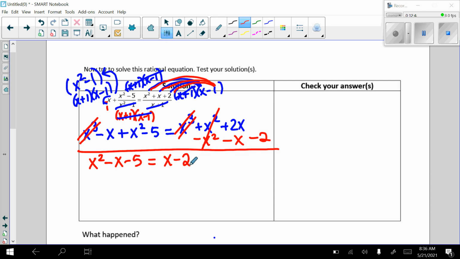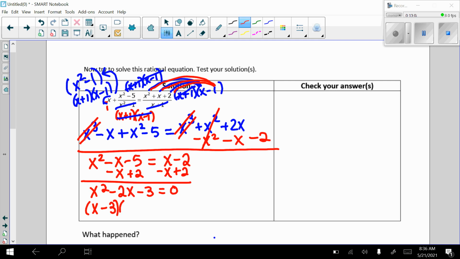As usual, when we have a quadratic and we're solving, we're going to move everything to one side. Okay, so here we go. We have x squared minus 2x minus 3 equals 0. We will factor that. We get negative 3 and positive 1. So our solutions are 3 and negative 1. Okay, so that's good news.